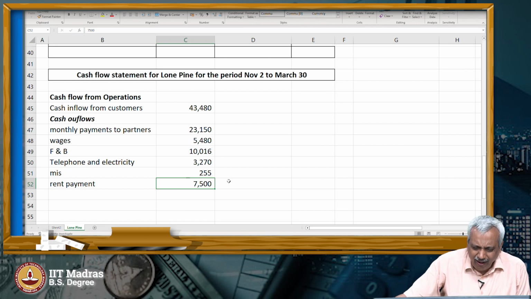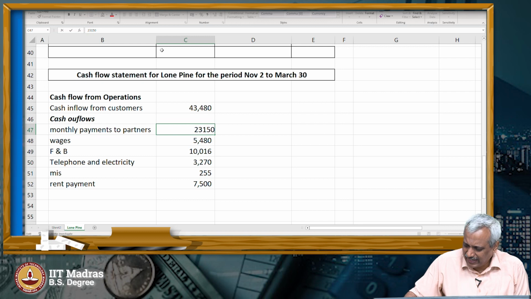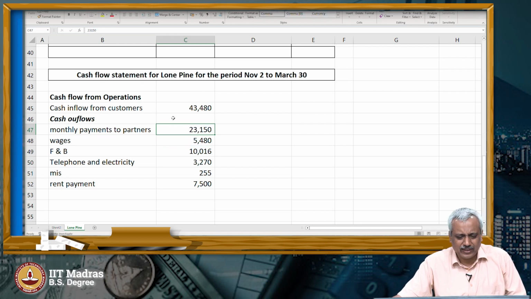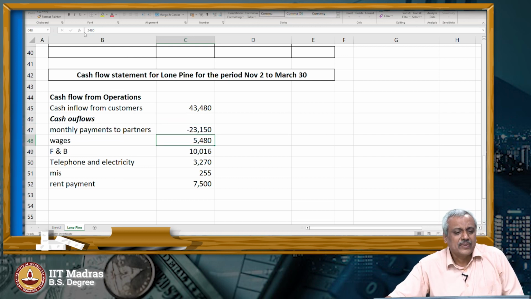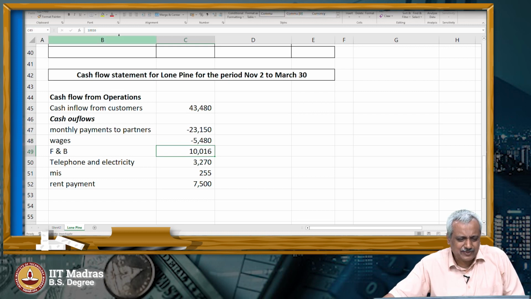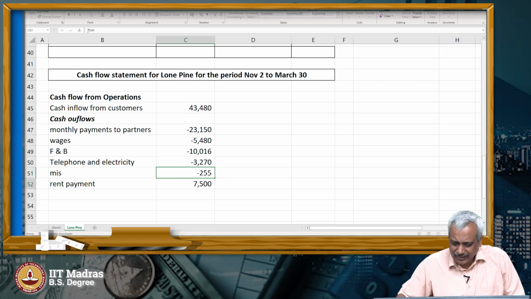So what is happening? All these are cash that has gone out. This is the cash that has come in. Usually when we write cash that has gone out, we always write it with a negative sign. Because we know plus means inflow, minus means outflow. I didn't do that, but I am just doing it now. So these are basically outflows.